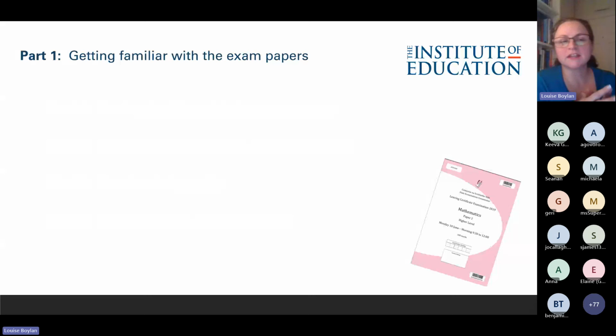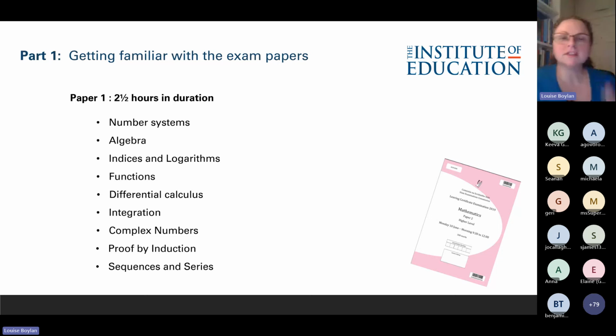We've got two papers, as you should know, paper one and paper two. They're both 2.5 hours in duration. So we'll discuss paper one for a minute now. These are the topics that come up on paper one. By the way, this has been recorded and it'll be available tomorrow, so don't think you need to be taking anything down. Just relax and see, can you take it all in? You can always rewatch it tomorrow.